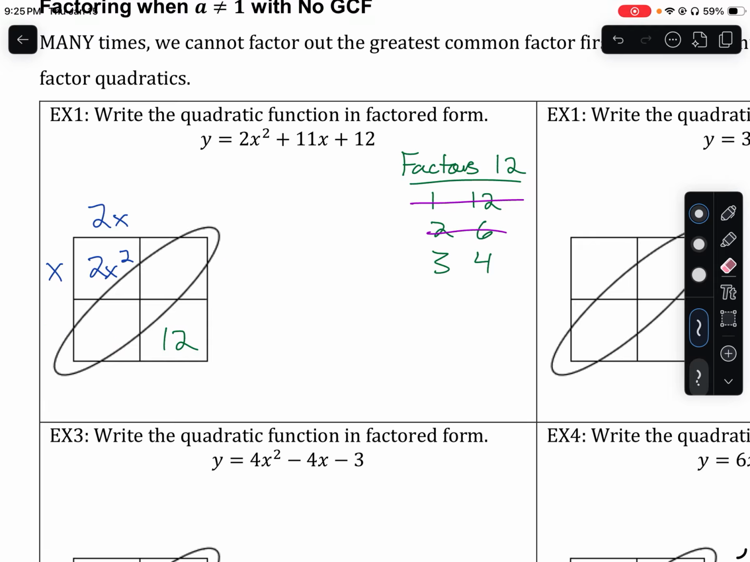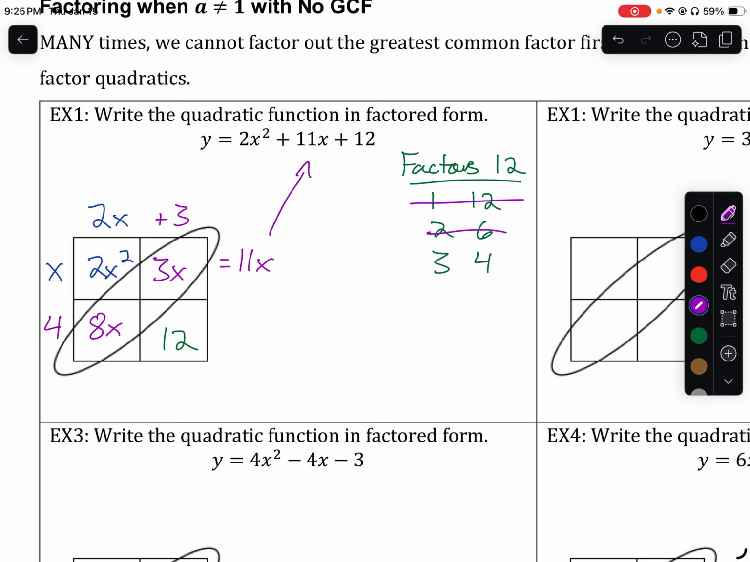So now we've done process of elimination. We know it's going to be 3 and 4. If we say, well, maybe this is 3 and maybe this is 4 here, this is going to give us an 8x inside, and this is 3x on the inside. So then that does give me the 11x that I was looking for as that middle term.